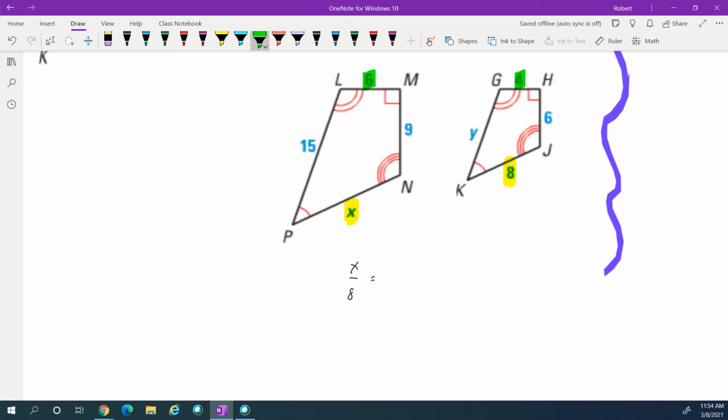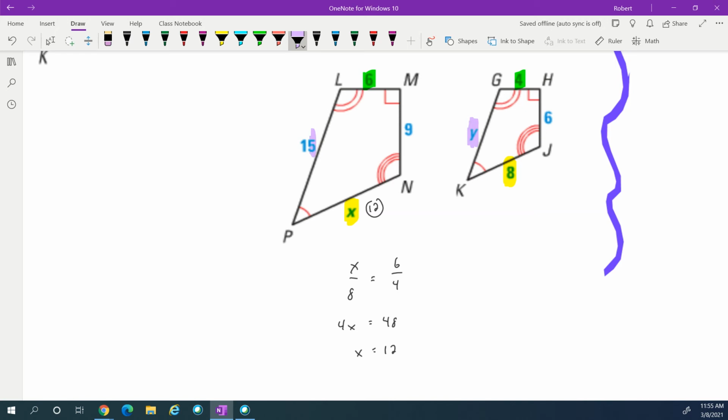It doesn't matter. What matters, whether I use that pair or the 9 and the 6, is where I put them in the fraction. Since on the left I did left over right, then I have to do left picture over right picture. And that's going to let me solve. Now I want to go ahead and solve for y.